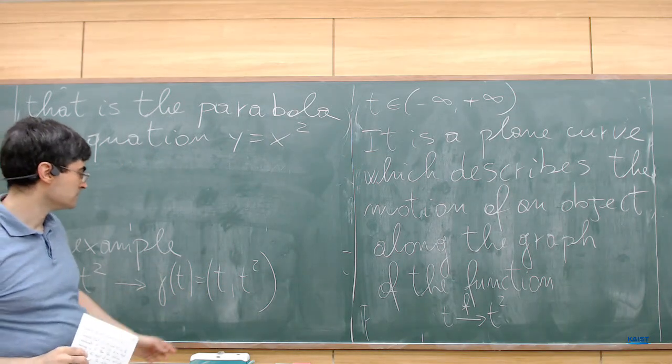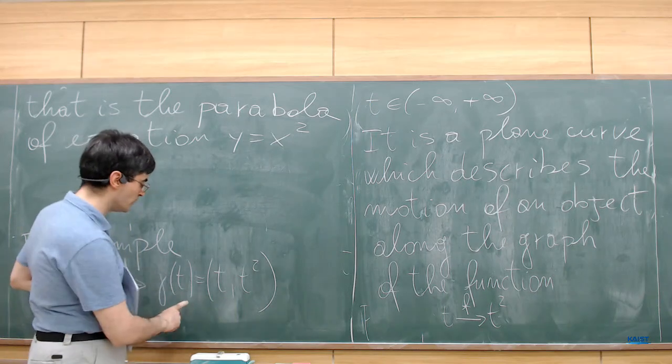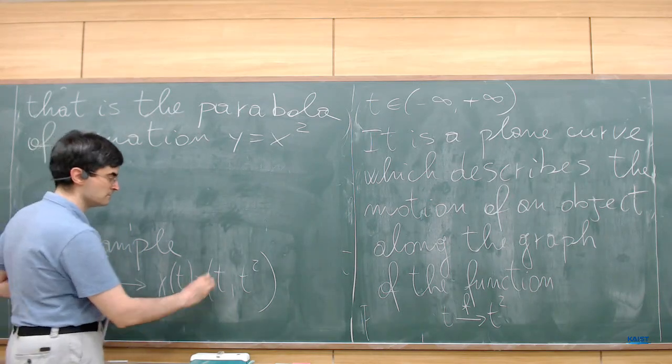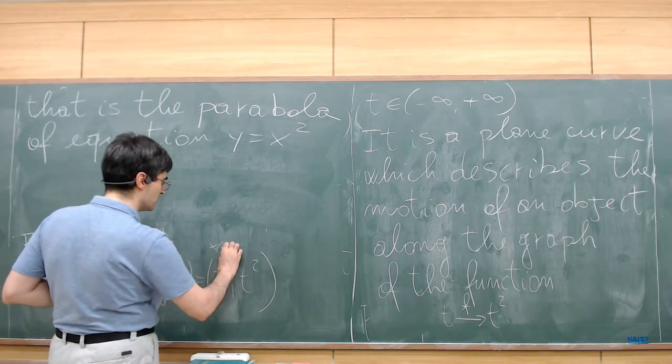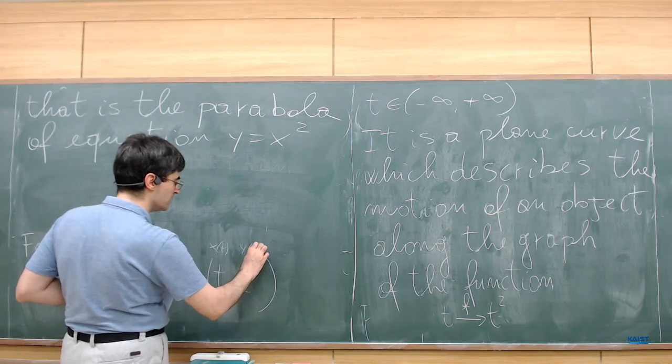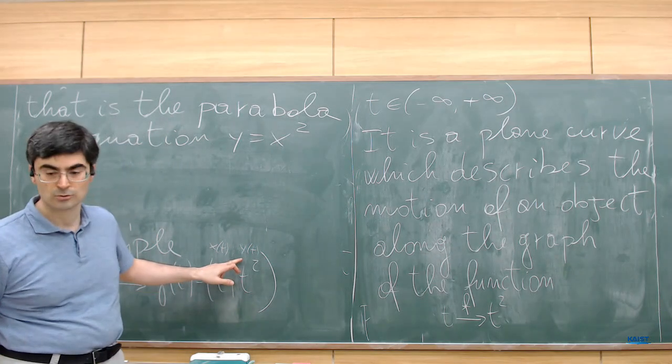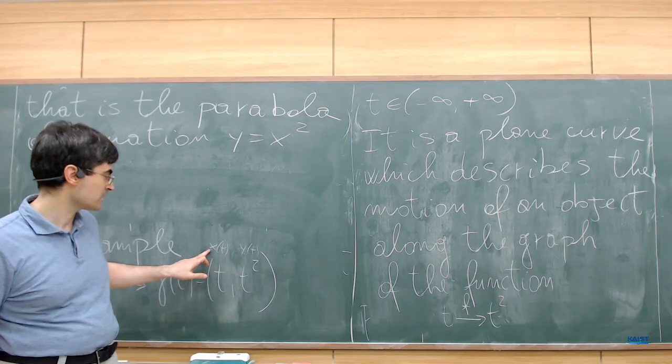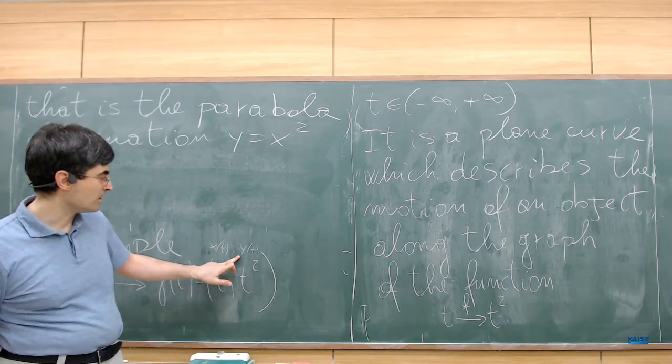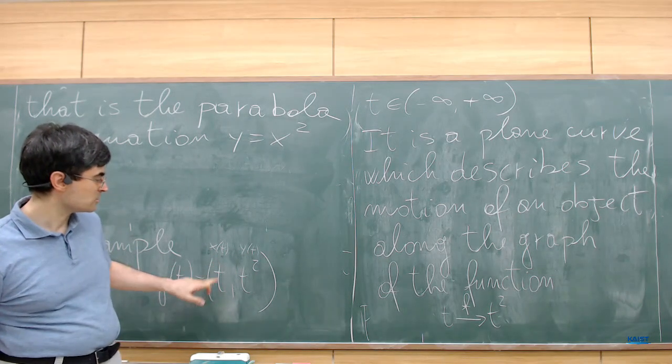Very easy. You look at the component functions of gamma. This is x of t and this is y of t. What is the relation between y and x? Very easy. Y of t is equal to x of t squared.